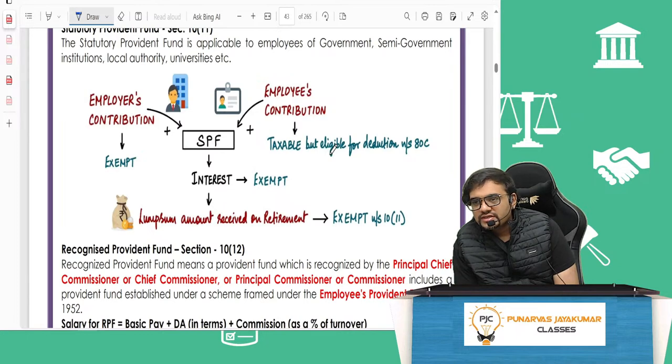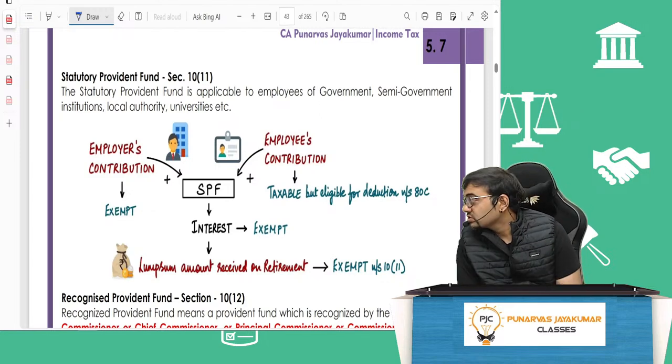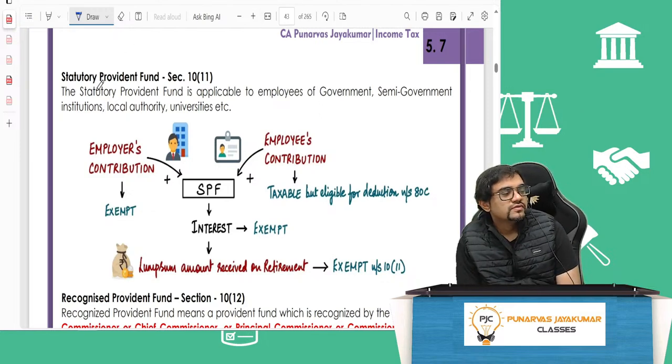And towards the end, whenever you retire, they will recover that money from the fund and pay you. All these years you have been deducting and paying to the fund, and that fund money, whatever investment, etc., everything will be given to you. That is fully exempt for government employees. This is one of the reasons why people always say, join government service, because all these extra benefits you will be getting, which you will not get in normal private companies.